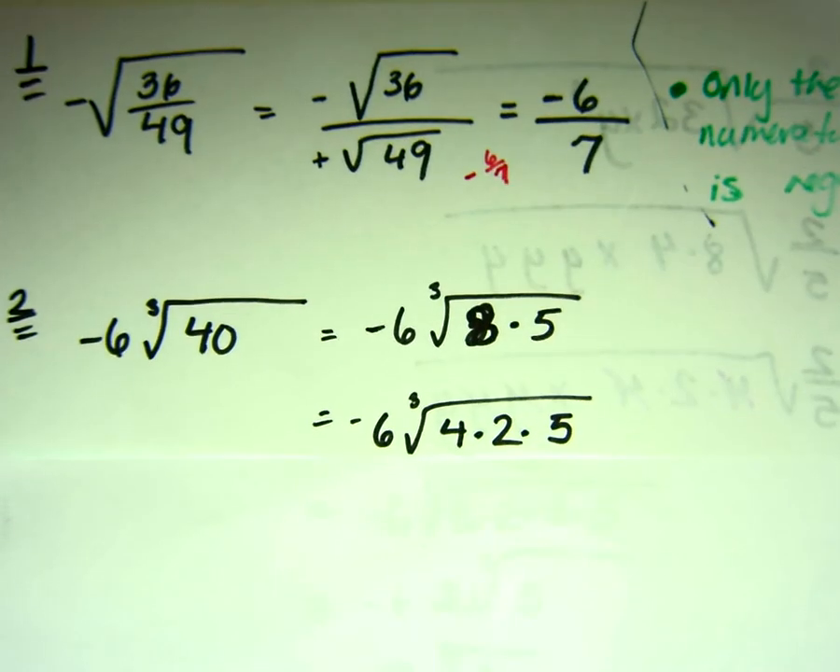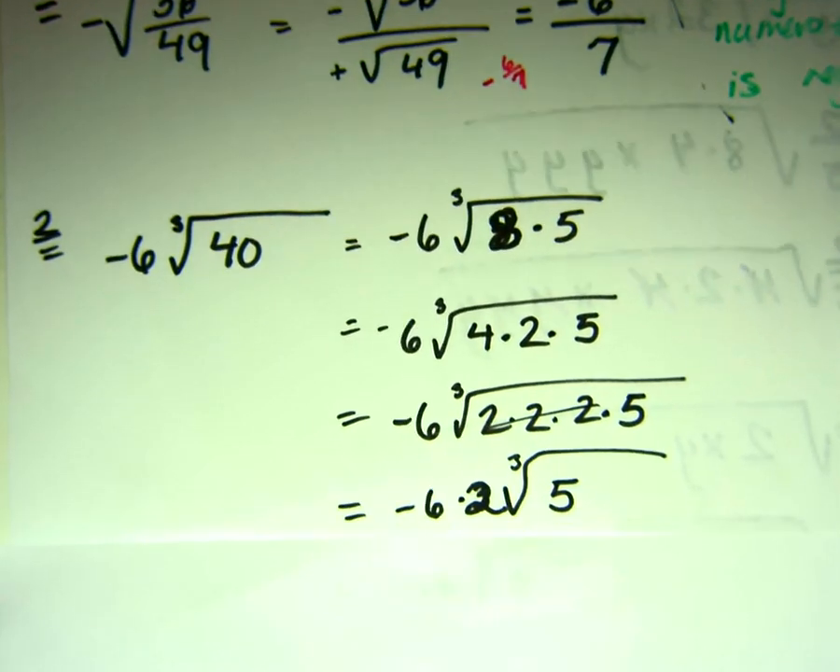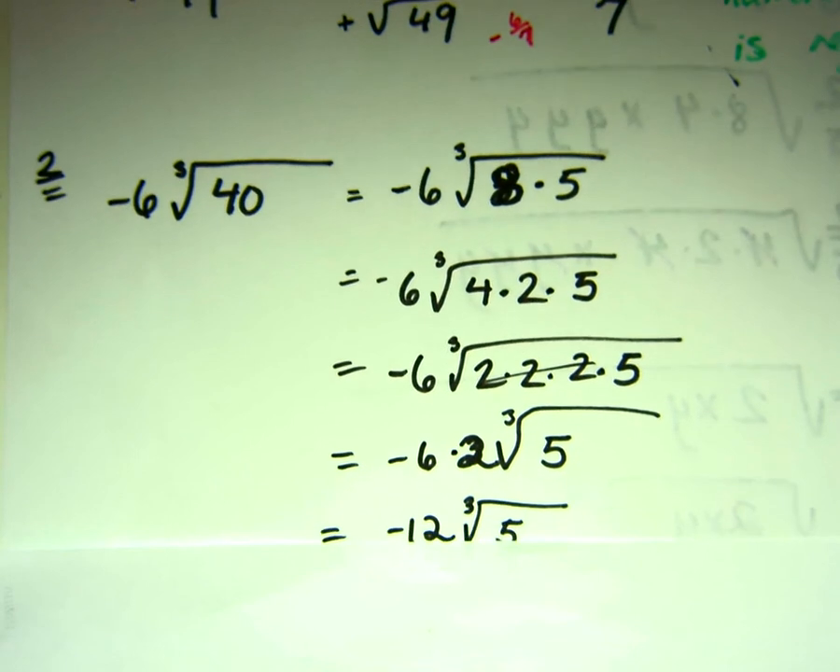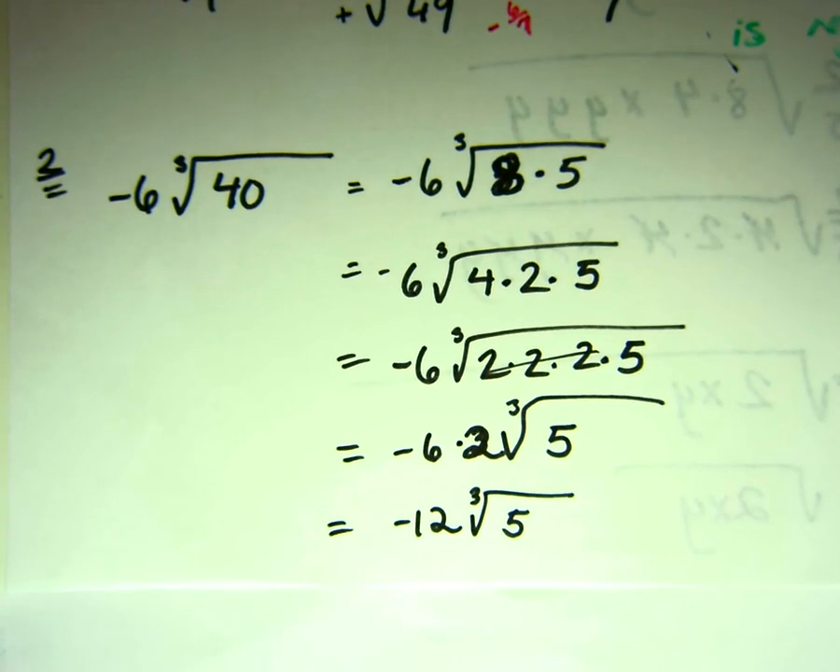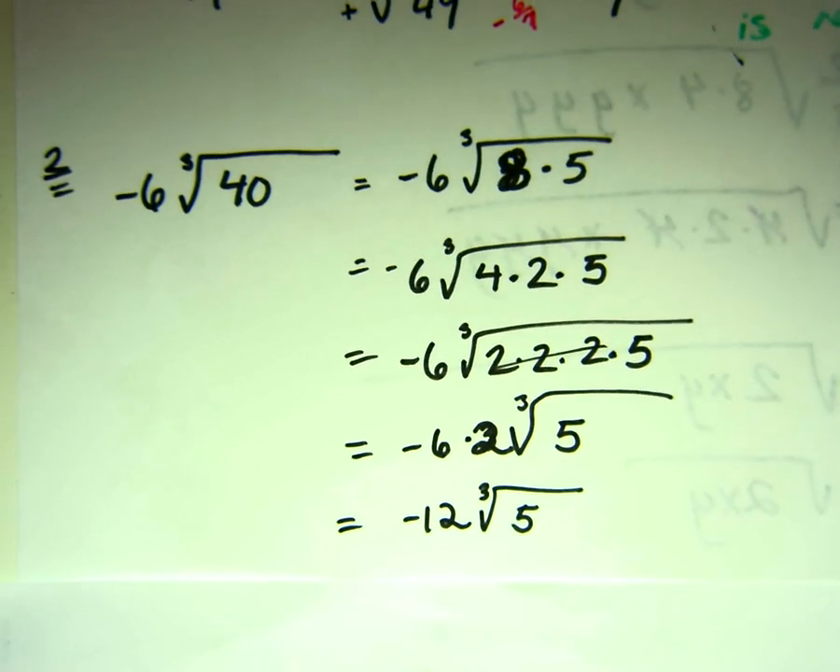Your next one is also pertaining to a radical. So for your number 2 example, you have negative 6 times the cube root of 40. I leave the negative 6 alone, but under the radical sign, I'm going to think about what can give me 40. The first thing that popped into my mind was 8 and 5.